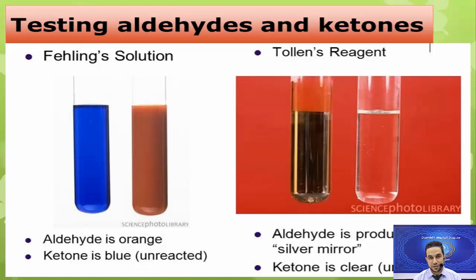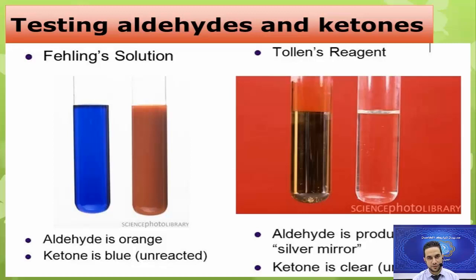After that, another important test, it is very important: how to differentiate or compare between aldehydes and ketones. If you have two test tubes, A and B, one contains an aldehyde and one of them contains a ketone, but you don't know which one is the aldehyde and which one is the ketone. So how can you compare between them? You will use Fehling solution or Tollens reagent. If it gives a positive test, how can I know it is a positive test?